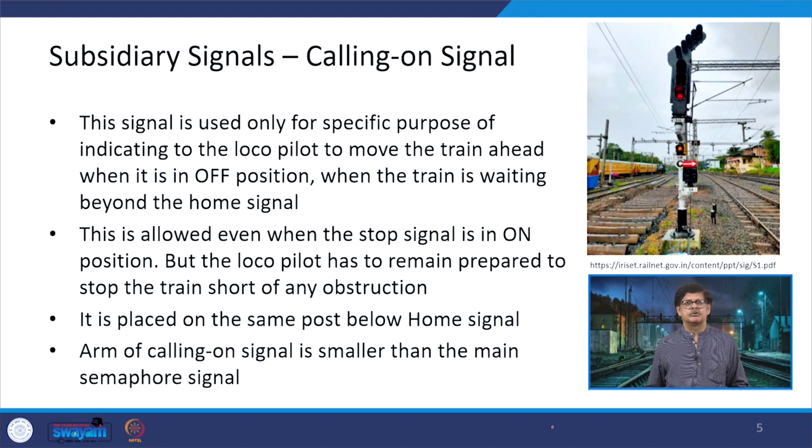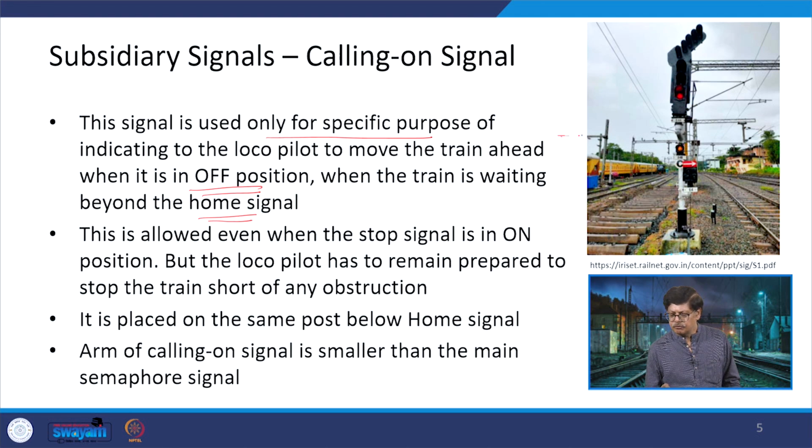So, let us talk about the first type of signal, which is a calling on signal. The calling on signal is what? It is used only for a specific purpose of indicating to the loco pilot to move the train ahead when it is in off position and when the train is waiting beyond the home signal. So, it is saying, now you can come, you are waiting there, please come. That is the type of indication we are giving to the loco pilot.